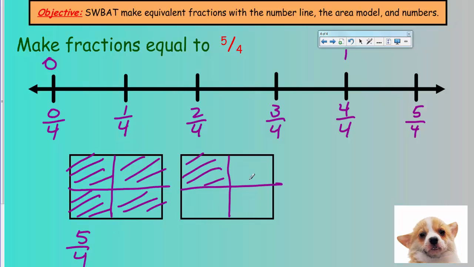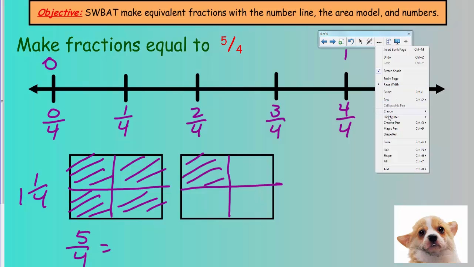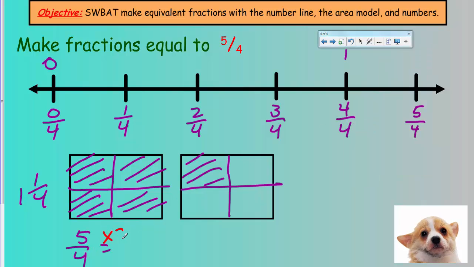And we have 5 of them. And if you look at that, you can see that we have 1, 2, 3, 4, 5/4. And then that's 1 and 1/4 because we have one whole and then we have 1/4. And you can also make an equivalent fraction. So you wonder, well, how are we going to do that? Well, let's just say we're going to multiply that by 2. This is how we make our equivalent fractions.